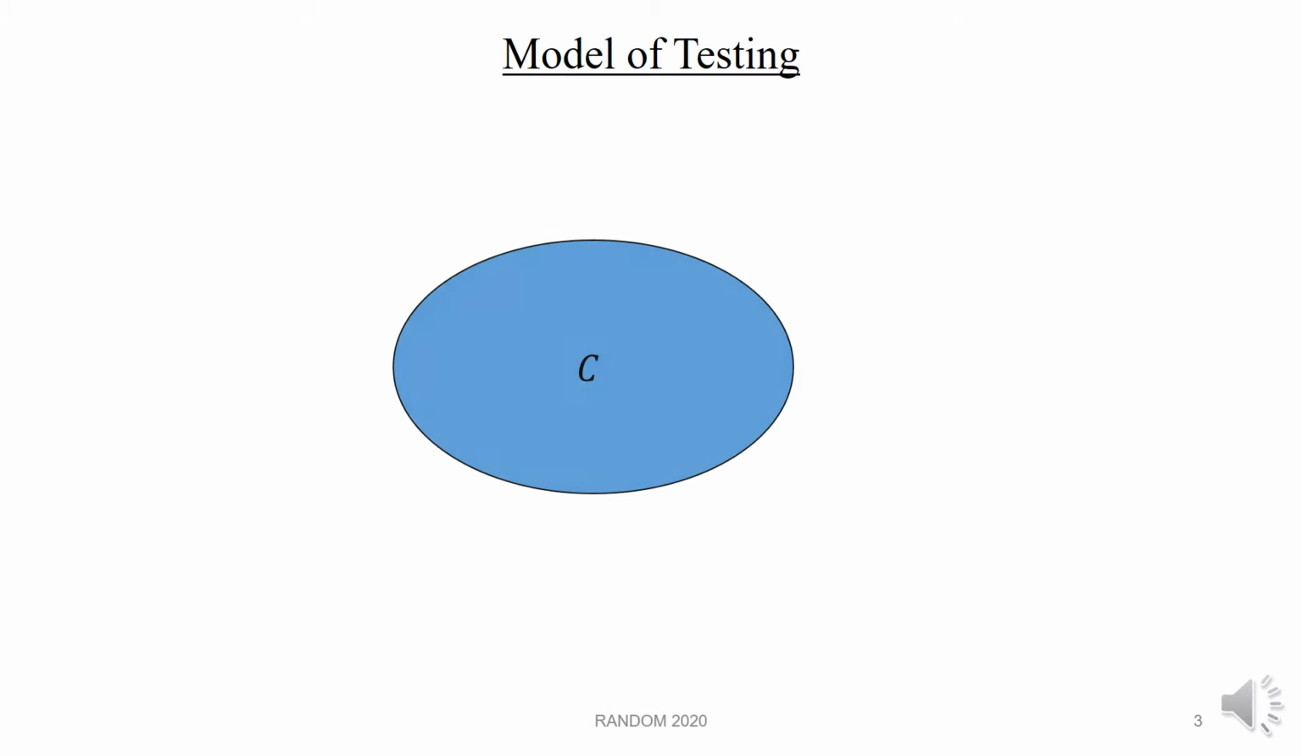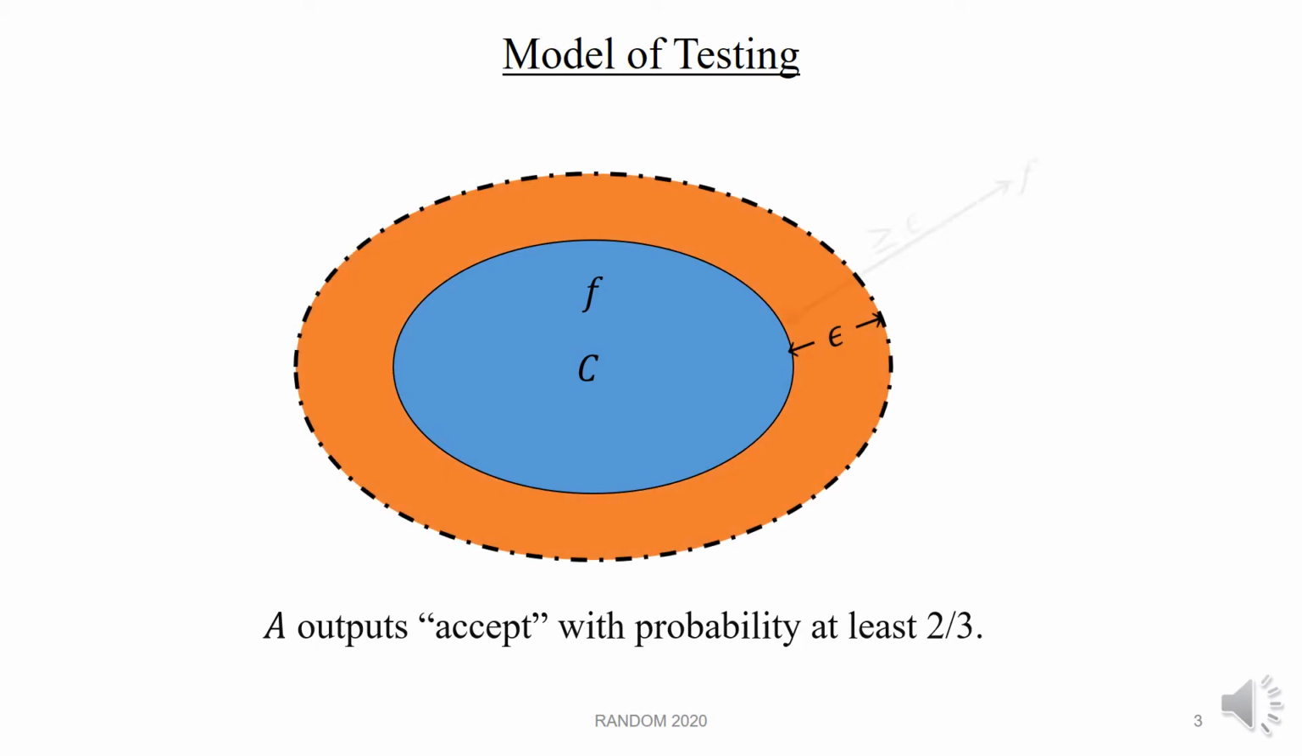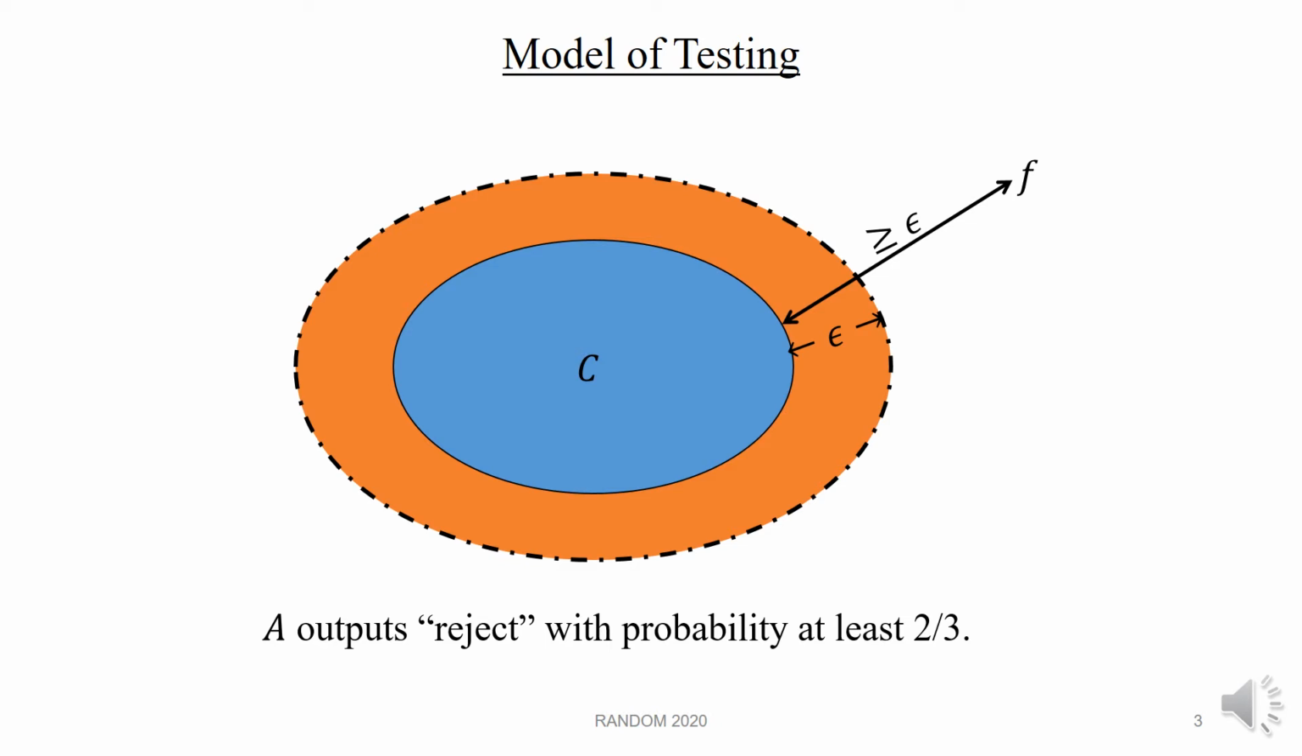So here is the class C. If f is in C, then the tester accepts with probability at least 2/3. And if f is epsilon-far from C with respect to distribution D, then the tester rejects with probability at least 2/3. One interesting class is the class of k-juntas.